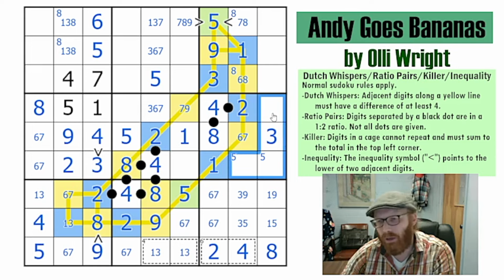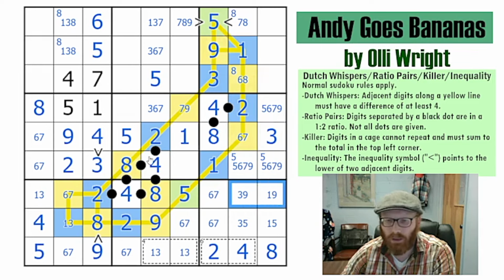What's left over here, maybe? 5, 6, 7, and 9. 5, 6, 7, and 9. I'm going to type this. 5, 6, 7, and 9. Not so great. Oh, 9 here. 9 good. Okay.